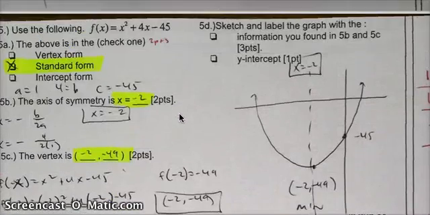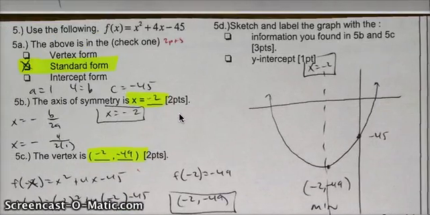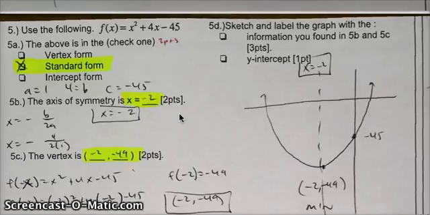Backside. You should start recognizing what type of forms they are. So this one is in standard form. It's in standard form because you can identify an A, B, and C. A value is 1, B is 4, C is -45. When it's in standard form, you're going to use the equation x equals -b over 2a. That's a formula you're going to have to memorize.